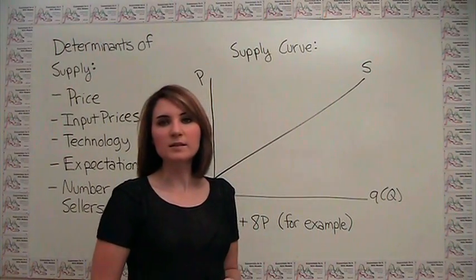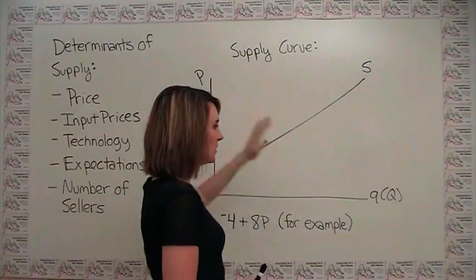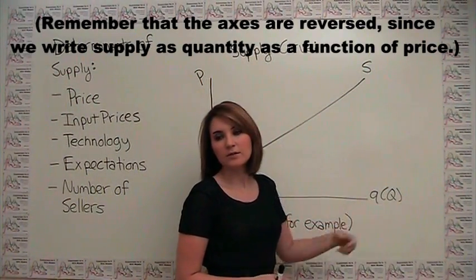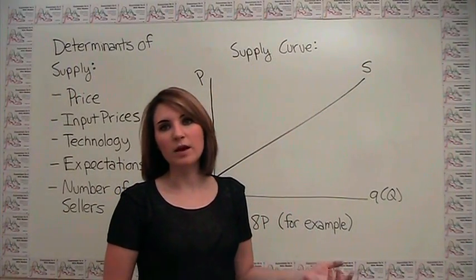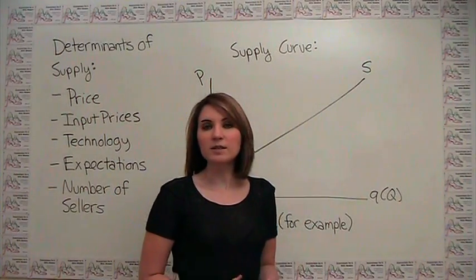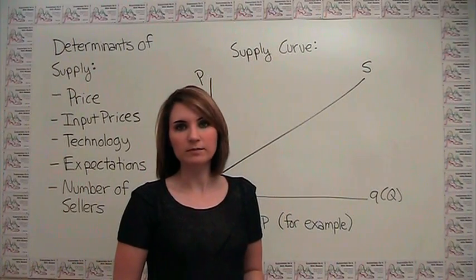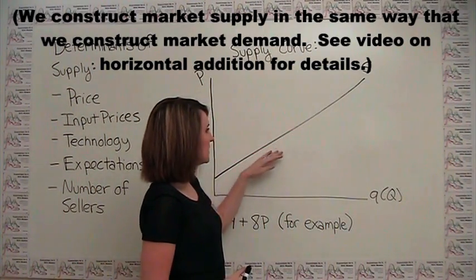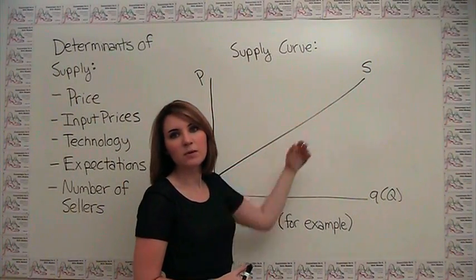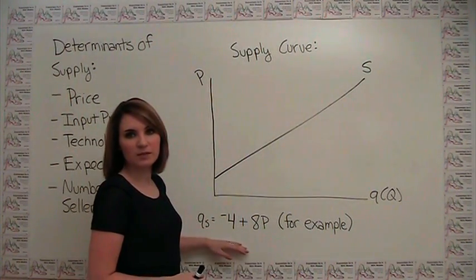Again, just as with demand, our supply curve represents the relationship between the price of the item and the quantity supplied. We can either use a lowercase q to talk about individual firm supply, the amount supplied by one company, or we can use a capital Q to talk about market supply, which is just the amount produced by all of the firms in the market. You'll notice here that our supply curve slopes upward, which is consistent with what we said regarding the law of supply. Let's think about an example supply curve right here.